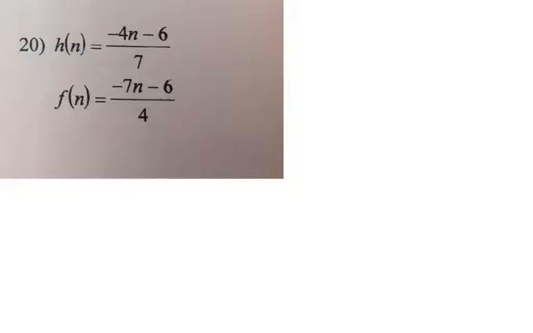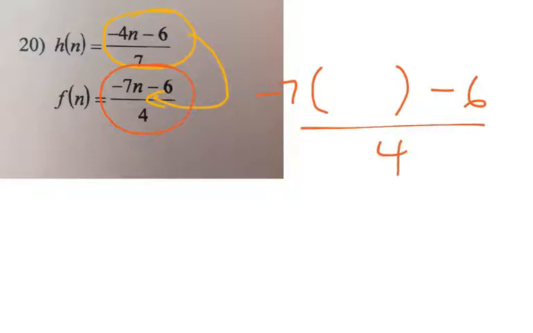Okay, let's do the last one, number 20. So again, what am I going to do? I'm going to take the h function in yellow, and I'm literally going to put it into my red function, f, in red. Put one function inside the other. So here's actually function f, negative 7 times something minus 6, divided by 4. Now, what are we going to put in for that something again? We're going to put in function h, right? Negative 4n minus 6 over 7.